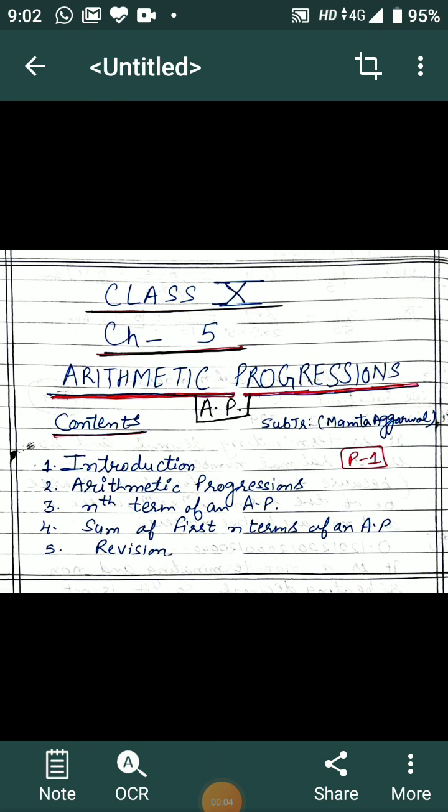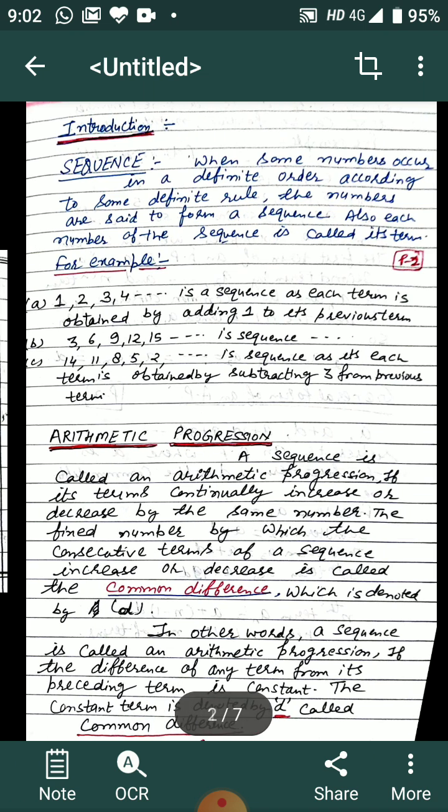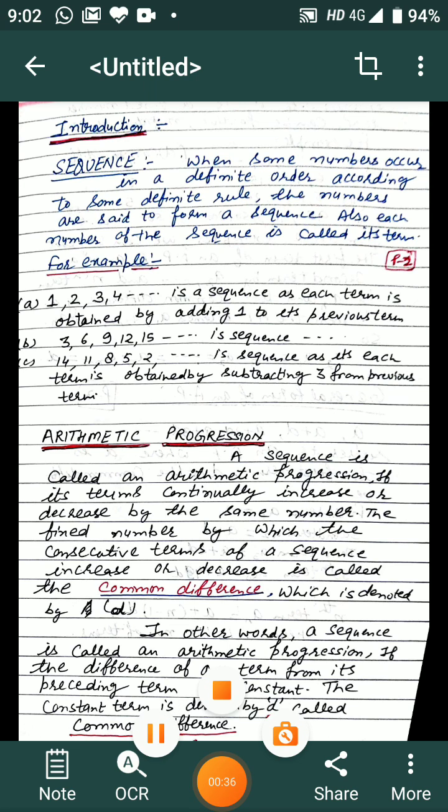As we have finished chapter 1, today in this session we are starting a new chapter, chapter 5, Arithmetic Progression, that is AP. In this chapter we will do the content like introduction, what is arithmetic progression, nth term of an AP, sum of first n terms of an AP, and we will do the revision of the chapter also. Now we will start with the introduction portion. So read and listen to me carefully.